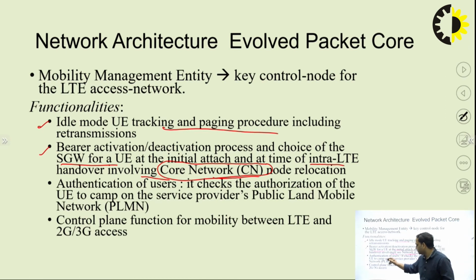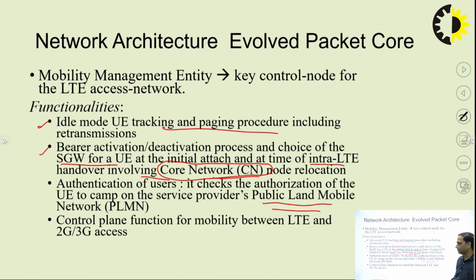Then authentication of the user: it checks the authentication of the UE to camp on the service provider's public land mobile network. This is the network in the LTE system used to verify the authentication of the user, whenever a user is sending data to another user, or whether there is any faulty thing or anything not desirable for the LTE network. These things will be taken care of by the public land mobile network, PLMN.